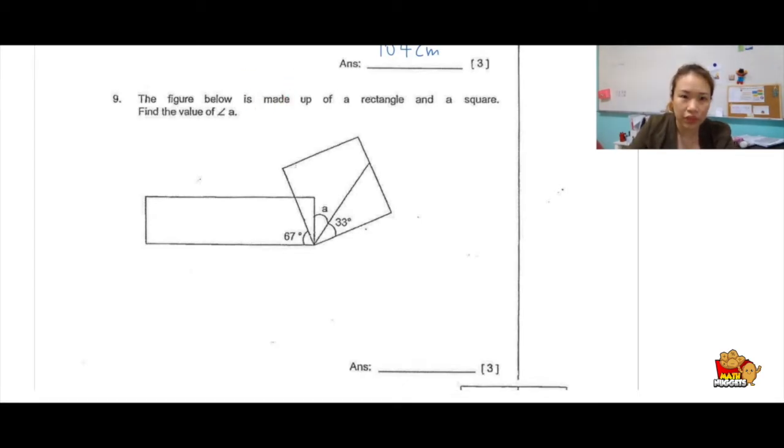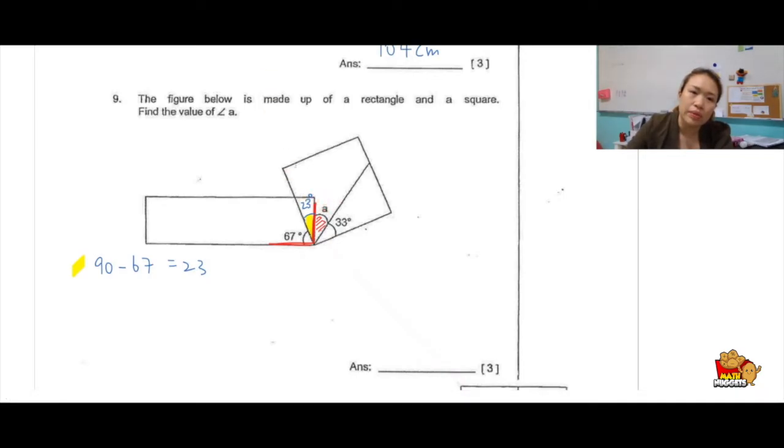For question 9, we're supposed to find the value of angle A. First, can we find out this angle here, the yellow angle there? That's the edge of a rectangle, right? The angle of a rectangle will be 90 degrees. So that will be 90 minus 67. We will get 23 degrees. So over here is 23 degrees.